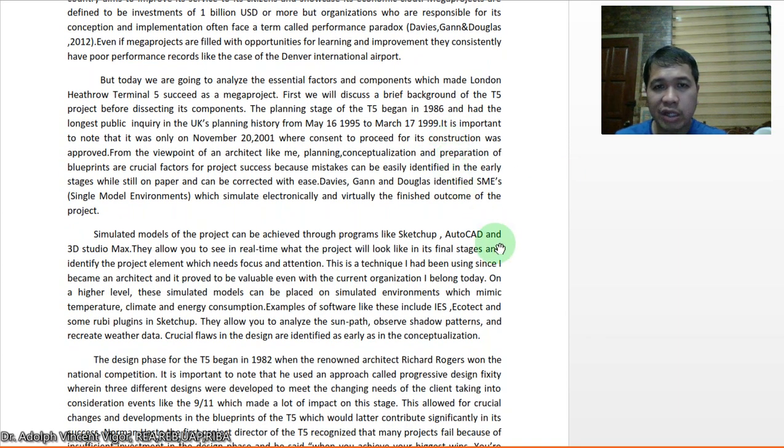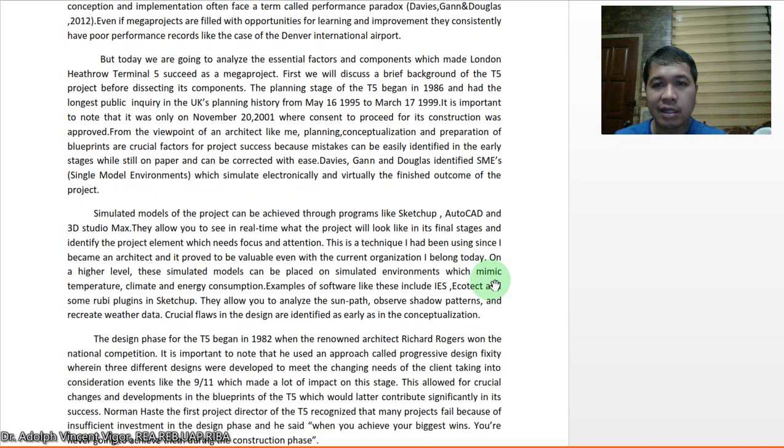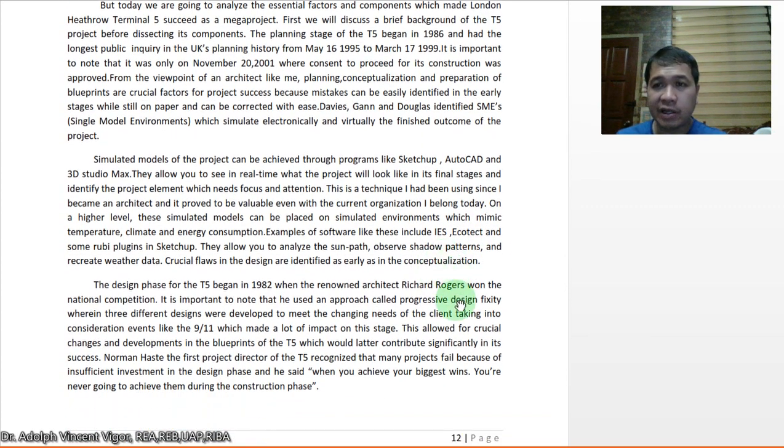But today, we're going to analyze the essential factors and components which made the London Heathrow Terminal 5 succeed as a mega project. So first, we will discuss a brief background of the T5 project before dissecting its components. The planning stage of the T5 began in 1986 and had the longest public inquiry in the UK's planning history, from May 16, 1995 to March 17, 1999. It's important to note that it was only on November 20, 2001 where consent to proceed for its construction was approved.